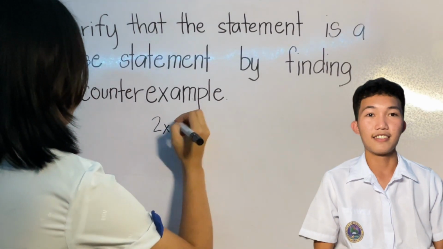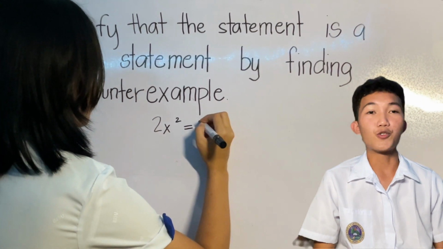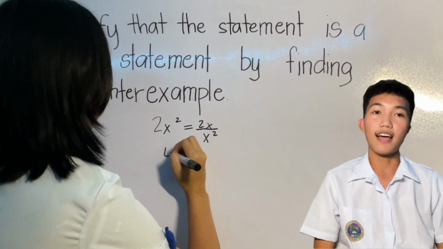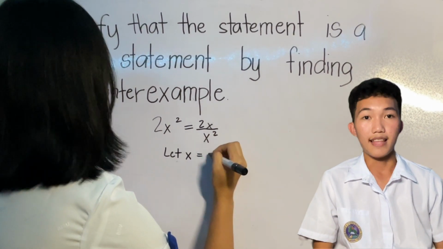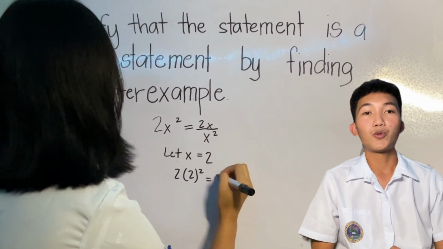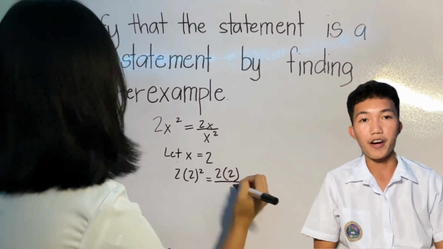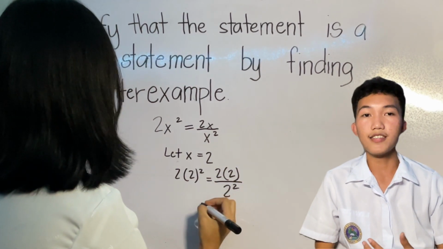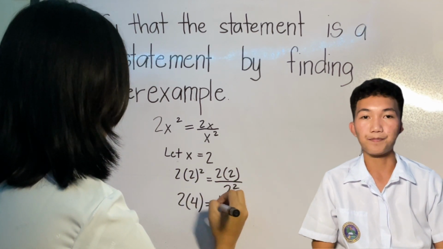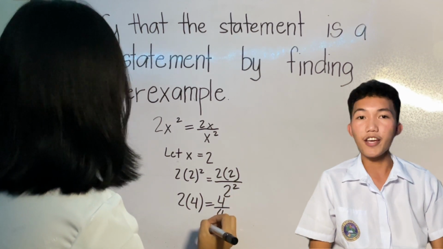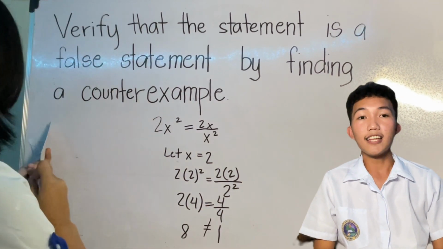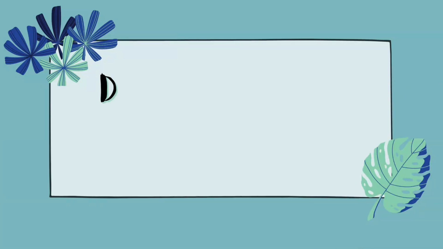Here's another statement. 2x squared is equal to 2x over x squared. In this statement, let x be equal to 2. Now, the statement will be 2 times 2 squared equals 2 times 2 over 2 squared. To further simplify this equation, we have 2 times 4 equals 4 over 4. To get the final answer or equation, we have 8 equals 1. As we can see, the statement is now proven as a false statement.